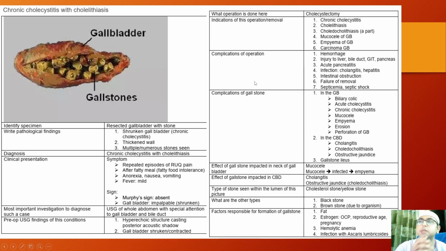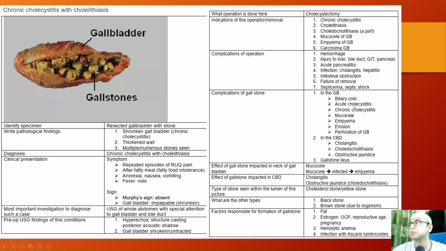And what are the complications of operation? Hemorrhage, injury to the liver, bile duct, GIT, pancreas, and acute pancreatitis. Infection, cholangitis, hepatitis, and intestinal obstruction, and failure of removal causes septicemia, septic shock. Because sometimes if you don't treat the gallbladder disease, it can give rise to disease in another organ like the pancreas, because gallstone can cause gallstone pancreatitis. Sometimes it can cause jaundice and hepatitis. So cholangitis. Okay.